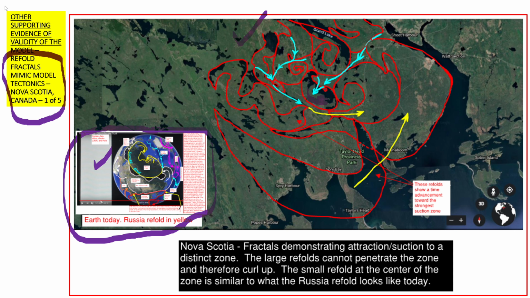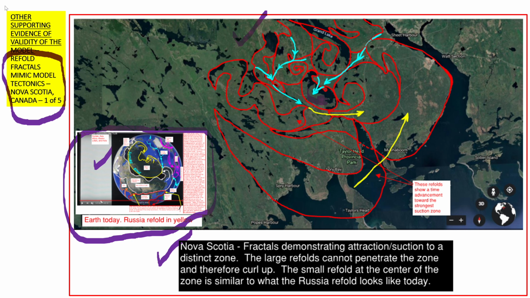Everything wants to come into the center of that Russia refold. So you can see the paths in blue on the left side, and eventually everything's coming up, and if it's too big to make it in, it curls up. So I explain that here in the text box. Nova Scotia, fractals demonstrating attraction suction to a distinct zone. The large refolds cannot penetrate the zone and therefore curl up. The small refold at the center of the zone is similar to what the Russia refold looks like today.